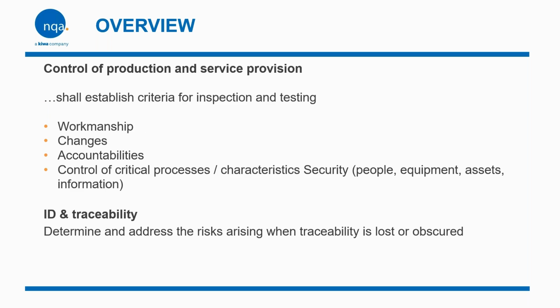So, control of products, production and service provision: this is establishing criteria for test and inspection. You're looking at workmanship, changes, accountabilities, control of critical processes and characteristics, including security, people, equipment, assets, information. Effective control of production and service provision safeguards quality, safety and compliance. Having processes for inspection, accountability and traceability may prevent issues before they impact the project. There needs to be an ID and traceability, looking at the risks and what happens if something gets lost or obscured.